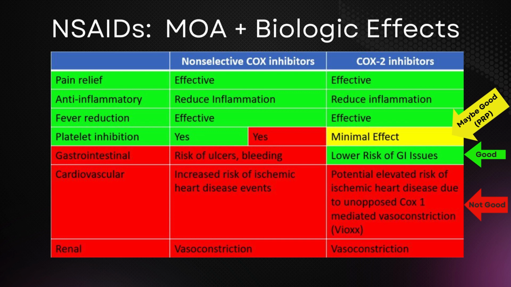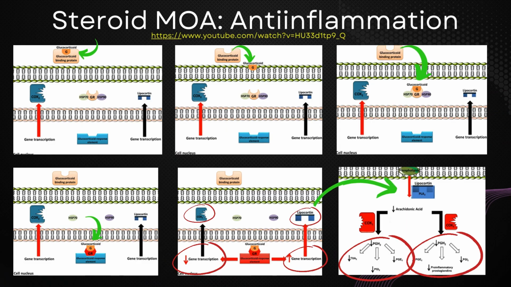They're no better for pain than non-selective NSAIDs, and compared to the non-selective NSAIDs, they may put patients at increased risk for cardiac events. As we'll see, COX-2 drugs may not have the same effect on platelets and PRP that we see with the non-selective NSAIDs, making their effect on PRP therapy less clear. All right, how about steroids?